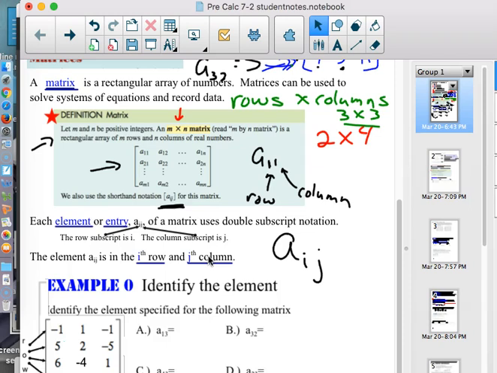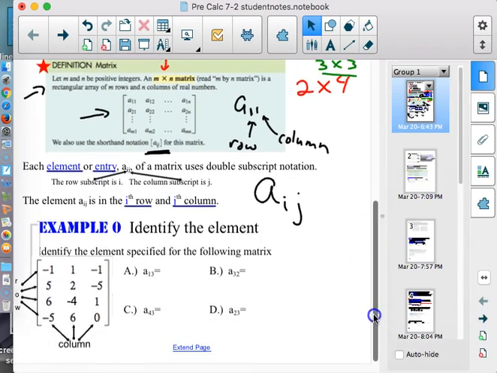So it's always rows, then columns, whether or not we're trying to give an order to the matrix and say it's a 3 by 4, or if we're trying to find the entry for the third row, fourth column. So rows, then columns. Example 0 down here. Scoot this up.